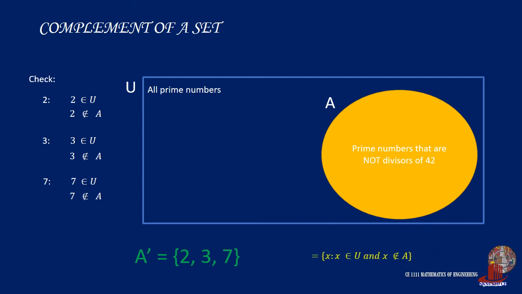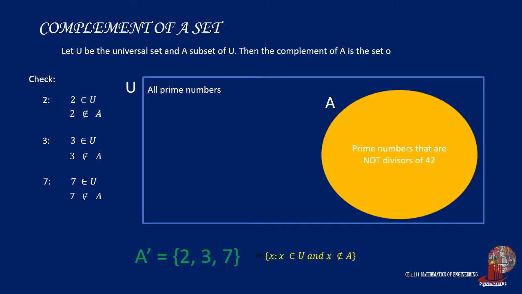Thus we see that A prime is equal to all the values of X where X belongs to U and X does not belong to A. This leads to the following definition, stating, let U be the universal set and A a subset of U. Then the complement of A is the set of all elements of U which are not the elements of A.